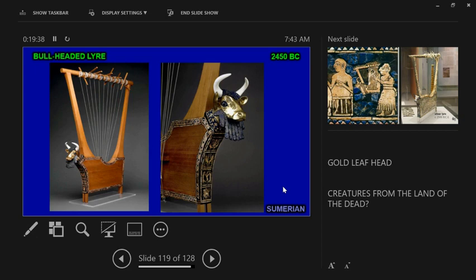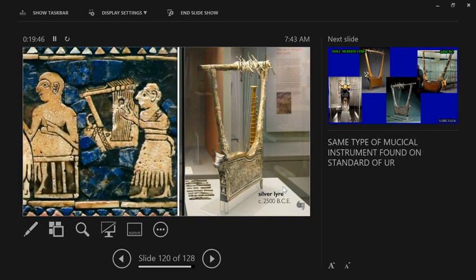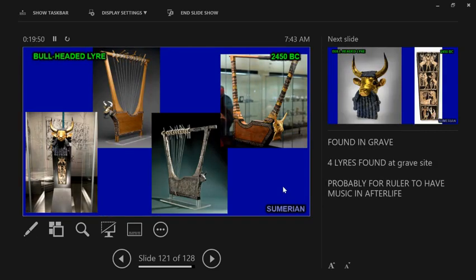What kind of animal is this? Oh, yeah. It says in the title. Yeah, bull. But notice the beard, right? Why does the bull have a beard? It's the same instrument that we saw in our last artwork. And there are 4 different versions of this bull-headed lyre, and they're in 4 different museums.